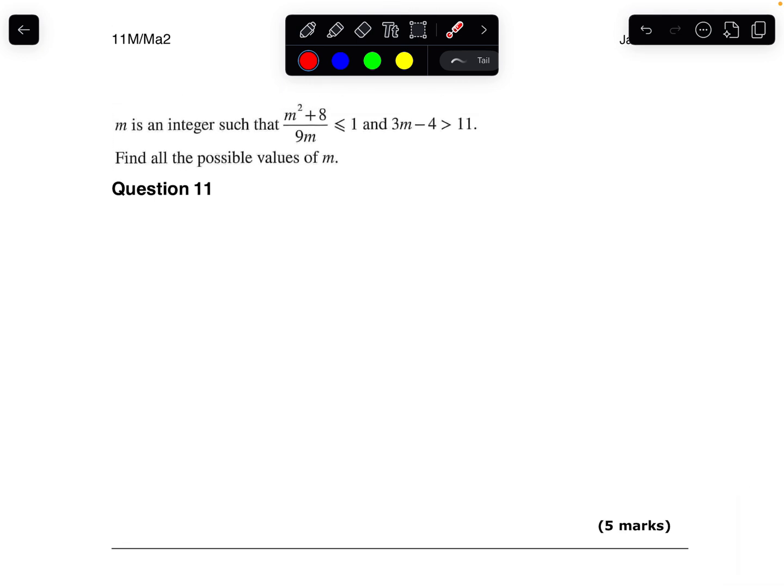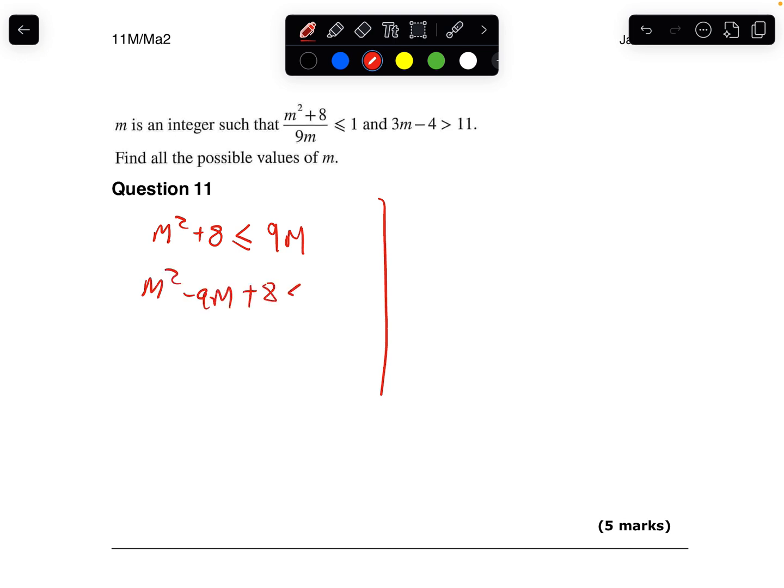m is an integer such that m squared plus 8 over 9m is less than or equal to 1, and 3m minus 4 is greater than 11. Since we've only got one unknown, these aren't really simultaneous equations. I'm just going to solve the two separately. m squared plus 8 is less than or equal to 9m. So m squared minus 9m plus 8 is less than or equal to 0.